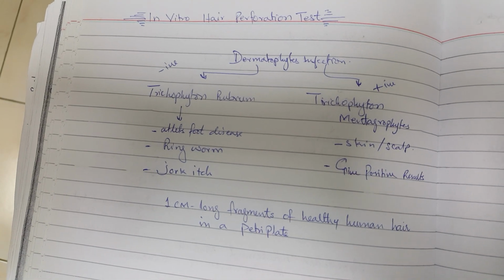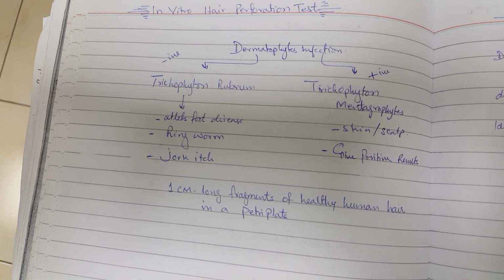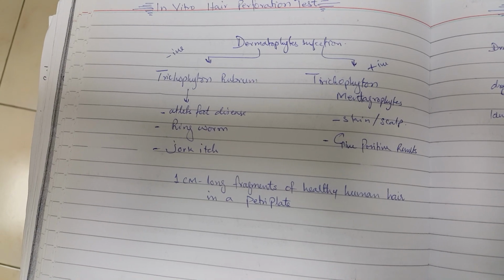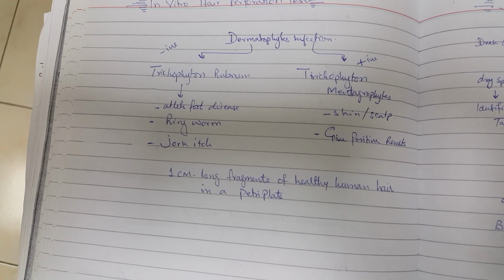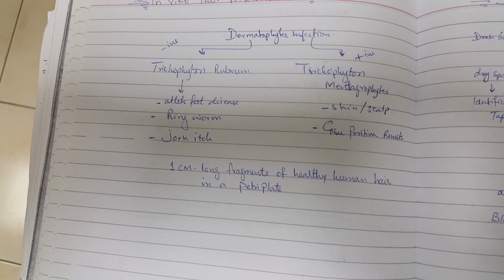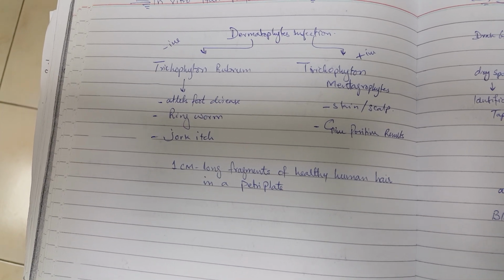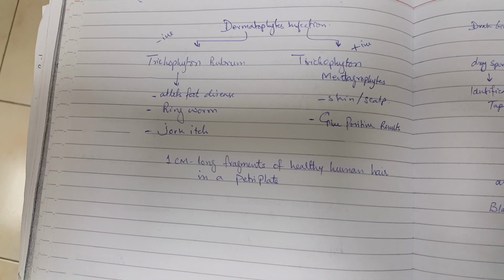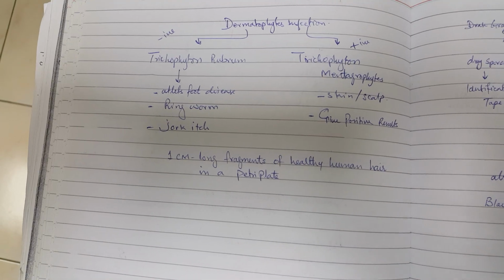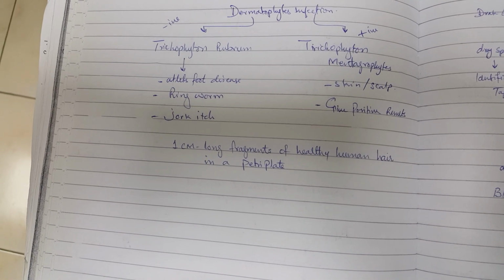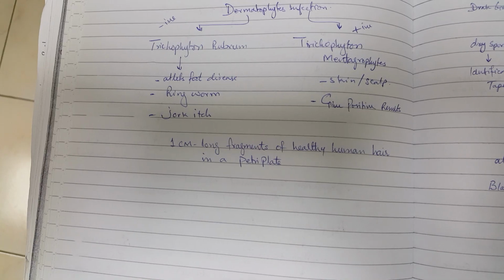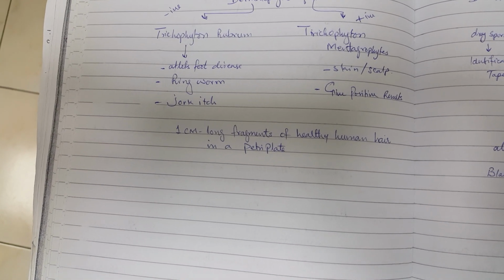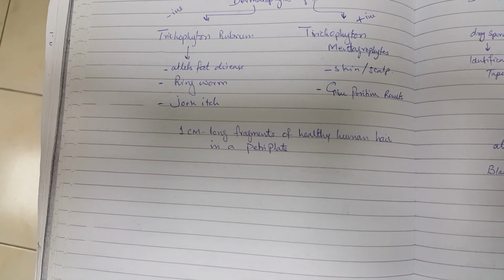As we explained previously, in the dermatophyte family, Trichophyton mentagrophytes and Trichophyton rubrum are differentiated on the basis of the hair perforation test, where mentagrophytes are positive. Actually, it is taken from the skin and scalp, while T. rubrum is negative. It usually causes athlete's foot, ringworm, and jock itch. A 1 centimeter long fragment of healthy human hair is placed in a petri dish and both organisms are inoculated, and we check for positivity after 12 hours of incubation.